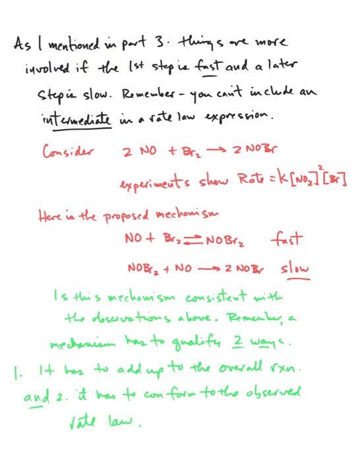All right, I thought I'd go through an example when the first step is fast and the later step is slow. So as I mentioned in part 3, things are more involved if this happens. Remember, you're not allowed to include an intermediate in a rate law expression. So let's consider this reaction that someone did in the lab. They mixed NO with Br2, and this is the stoichiometry here.